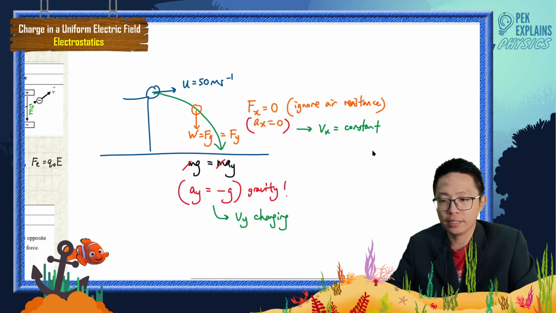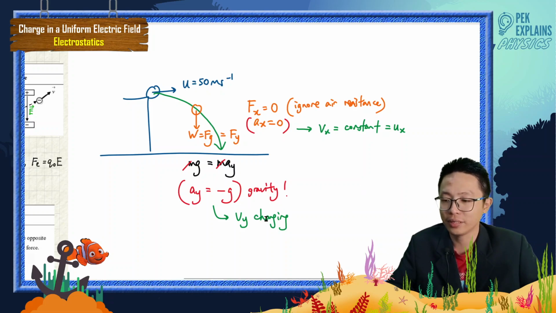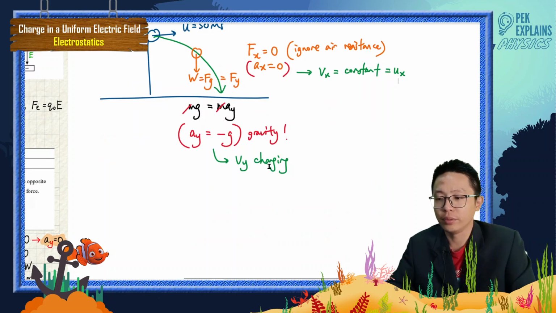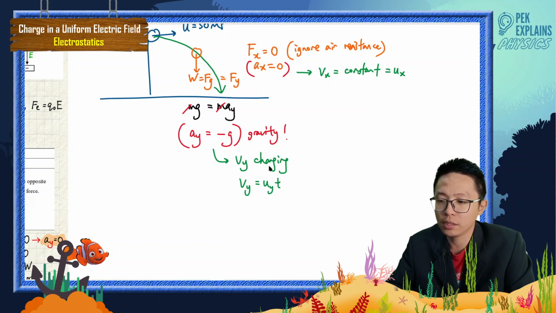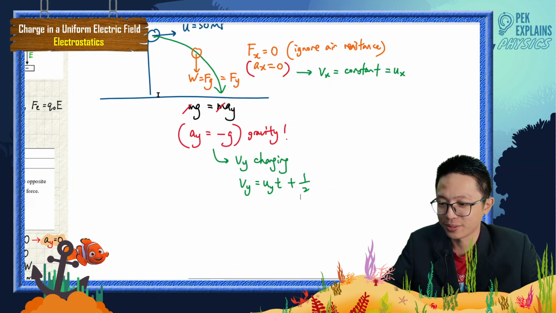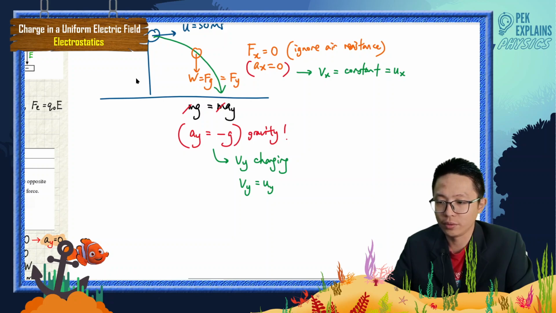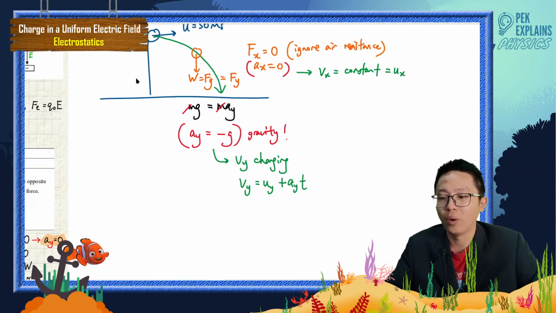In fact, the Vx is constant, equal to Ux, isn't it? But in y component, we have Vy changing, where Vy equal to... sorry, I'm wrong, I mess up. V equal to U plus At, in y component. So we have acceleration in y component. That's why our velocity is changing.